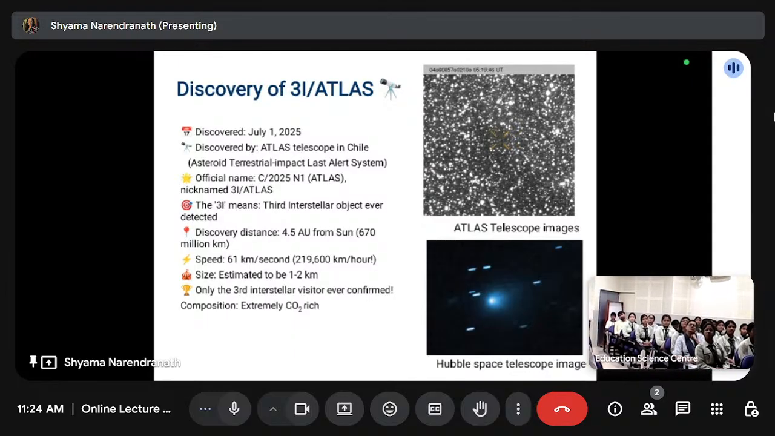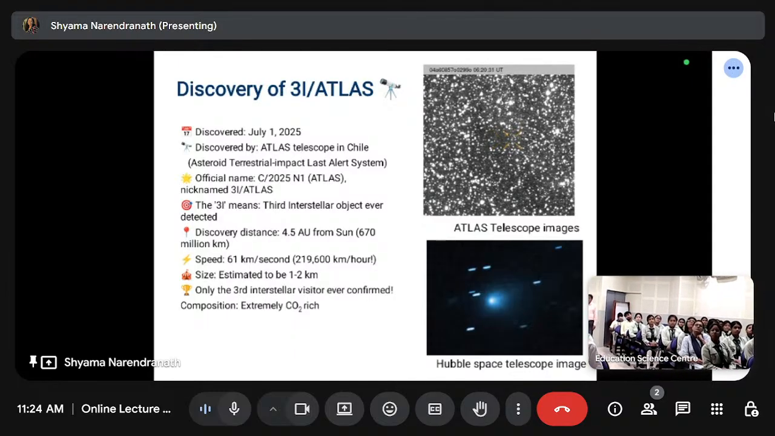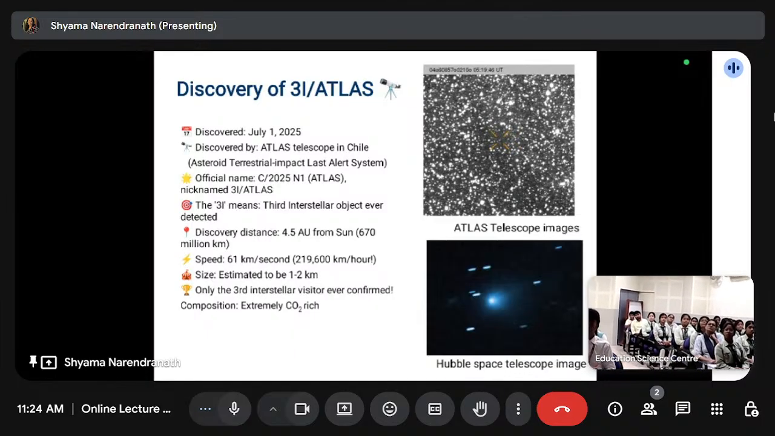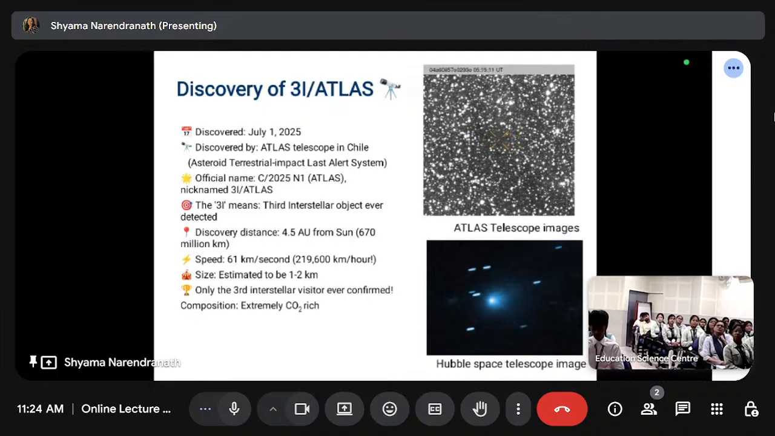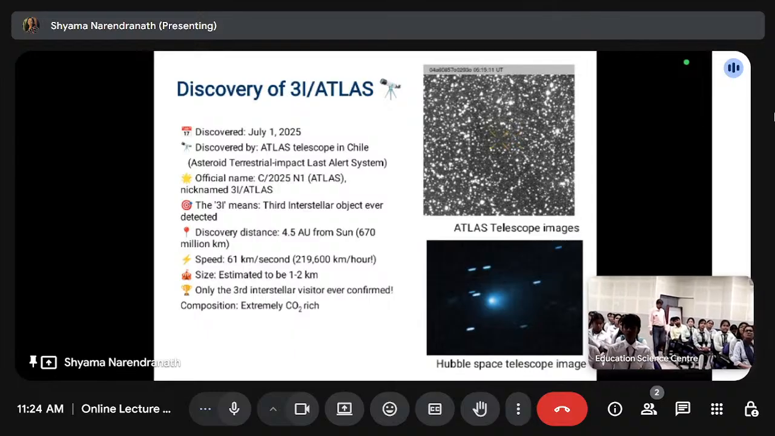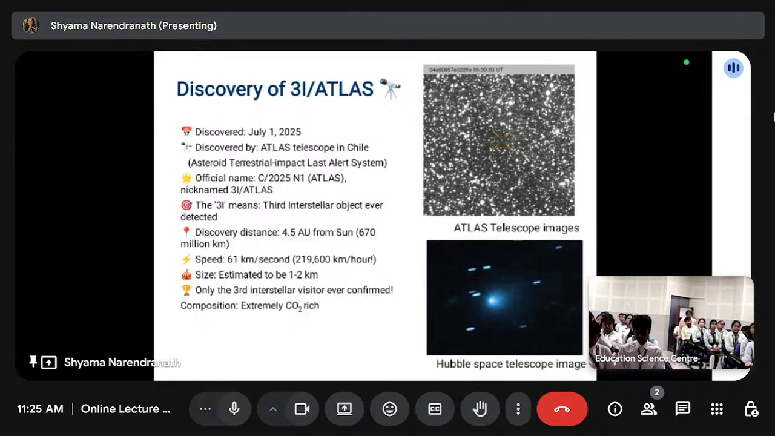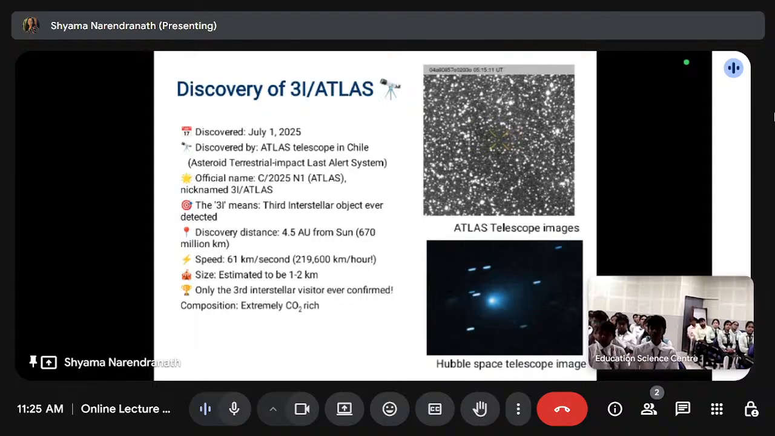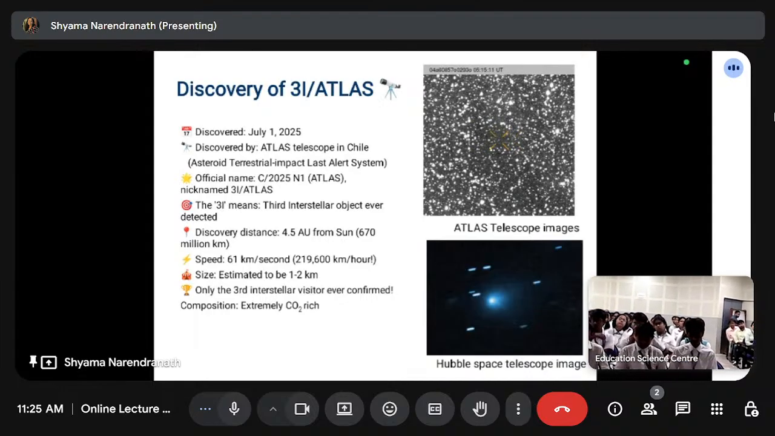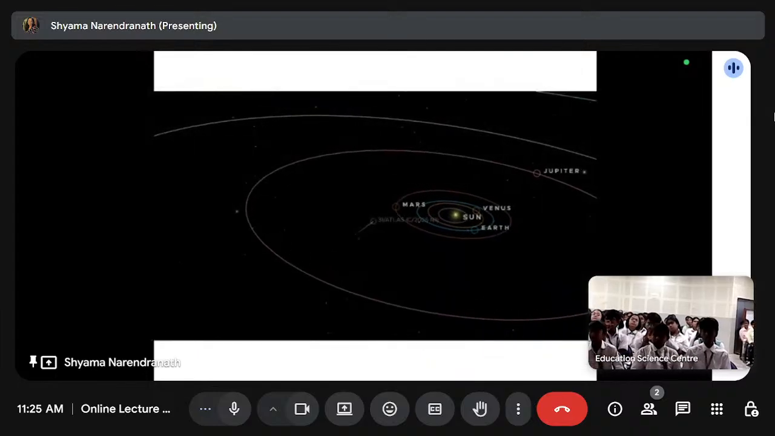The 3I there just means the third interstellar object. It was about 4.5 AU from the Sun when discovered, and its velocity was estimated by tracking it. It's about 1 to 2 kilometers in size. So it's pretty small, and it's only the third visitor. And down there, the blue is the Hubble Space Telescope image of 3I/ATLAS. All the big observatories out there in space are pointing towards it. So we have several images of it.